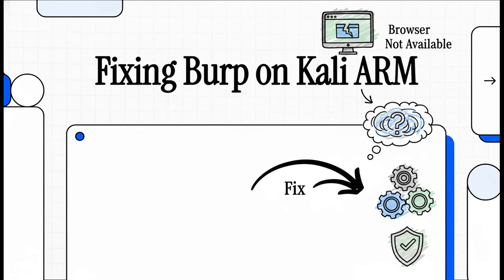So you're running Kali ARM on your new Apple Silicon Mac. You're using UTM, and you've hit that wall, haven't you? Burp Suite just staring back at you, screaming, browser not available. It is so frustrating, a total time sink.